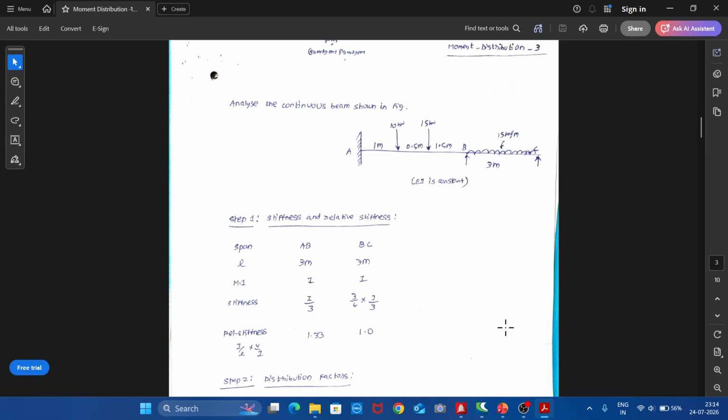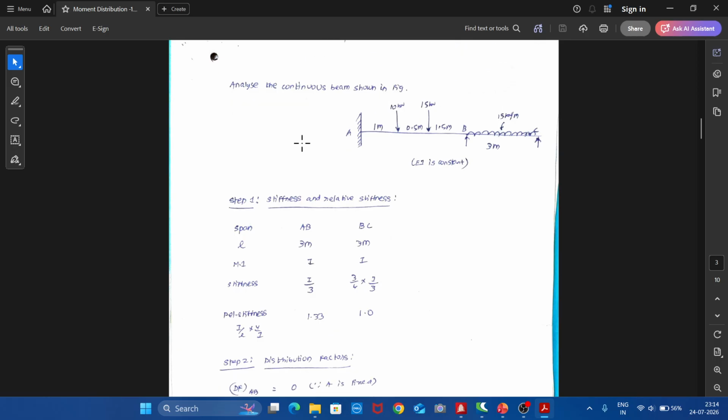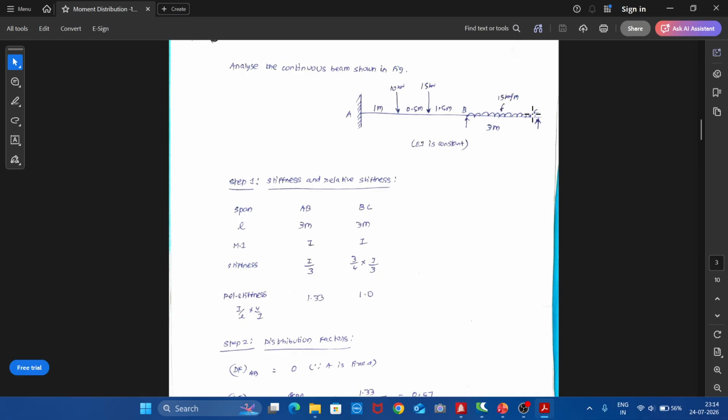In this example, let us see how to analyze a continuous beam by using the moment distribution method. We'll see the steps involved. This is a two-span continuous beam. Span AB is subjected to two point loads of 10 kilonewton and 15 kilonewton at 1 meter and 1.5 meters from the left, and a UDL of 15 kilonewton per meter over the span BC.